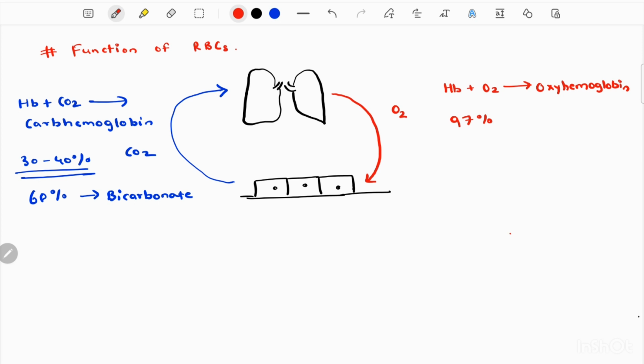The third function is buffer action in the blood. Hemoglobin functions as a good buffer by regulating hydrogen ion concentration and thus maintains acid base balance.